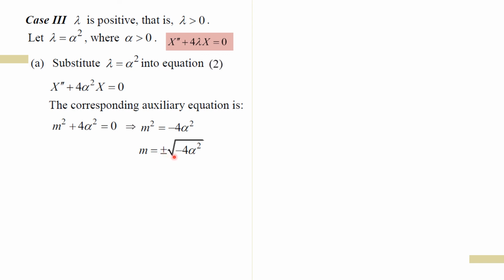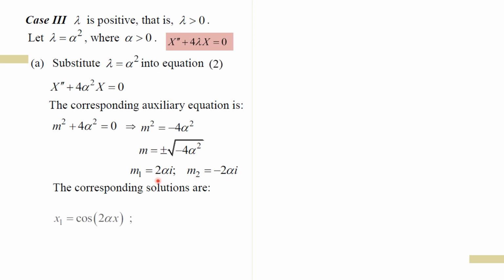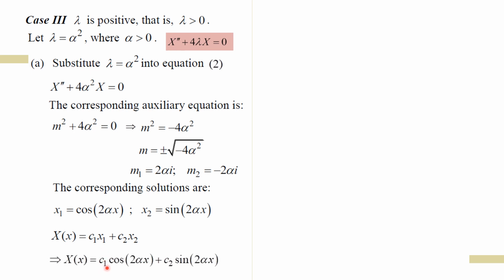Solve this equation. We get m squared equals to negative 4 alpha squared, that is m is equals to plus or minus square root of negative 4 alpha squared. Now here notice that we are getting complex root and its conjugate, where m1 is equals to 2 alpha i and m2 equals to negative 2 alpha i. Now the solutions when the roots are complex conjugates are as follows. x1, the first solution will be cos 2 alpha x, and x2 will be sine 2 alpha x. And therefore, the function x in terms of the variable x alone is c1 x1 plus c2 x2, which is c1 cos 2 alpha x plus c2 sine 2 alpha x.